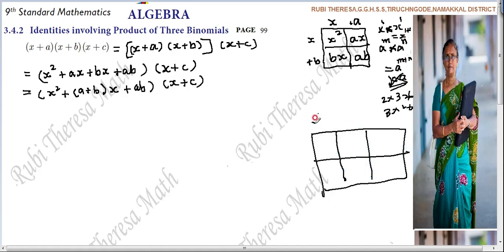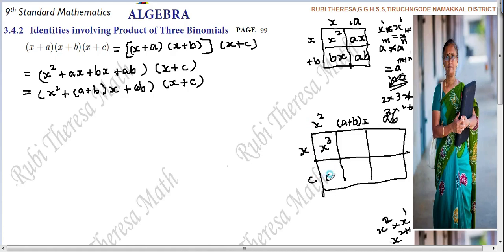What is it? X squared. Here, what? A plus B into X plus AB. Here, what? X into C, that is plus C. X into X squared, what is it? Very good, X cube. The same way, X squared into X. Understand? The powers are added when the base is same. So 2 plus 1 is 3, X cube. C into X squared.